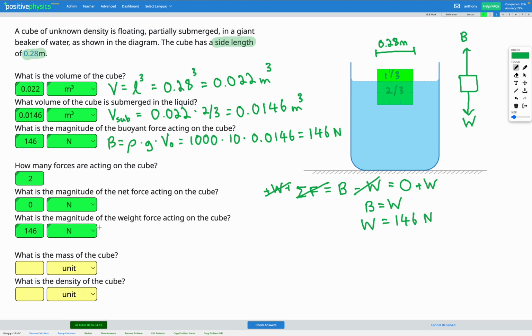We know the weight, and we know we have the W equals mg equation. We're trying to find the mass. Right now, mass is multiplied by g in the equation. So I'm going to divide by g on both sides. The g's cancel on the right, leaving me with mass is equal to weight divided by g. So I can go ahead and put in my weight force, which I know is 146, divided by g, which is 10 on Earth. That gets me 14.6 kilograms for my mass.